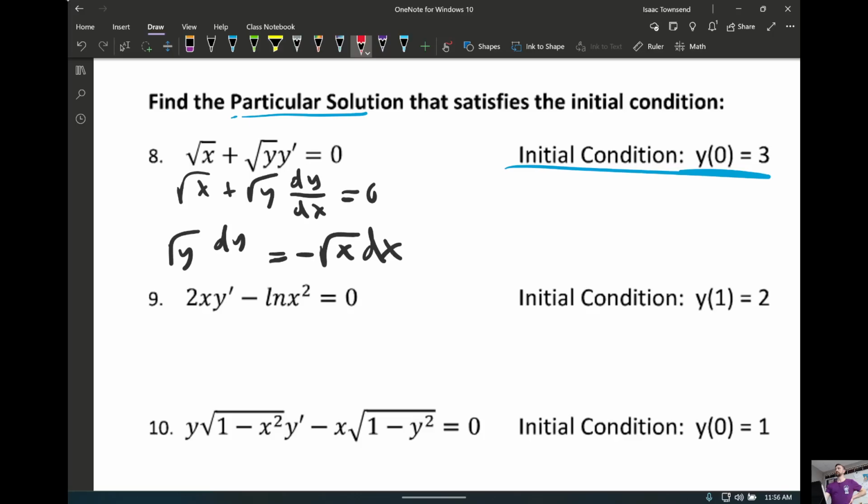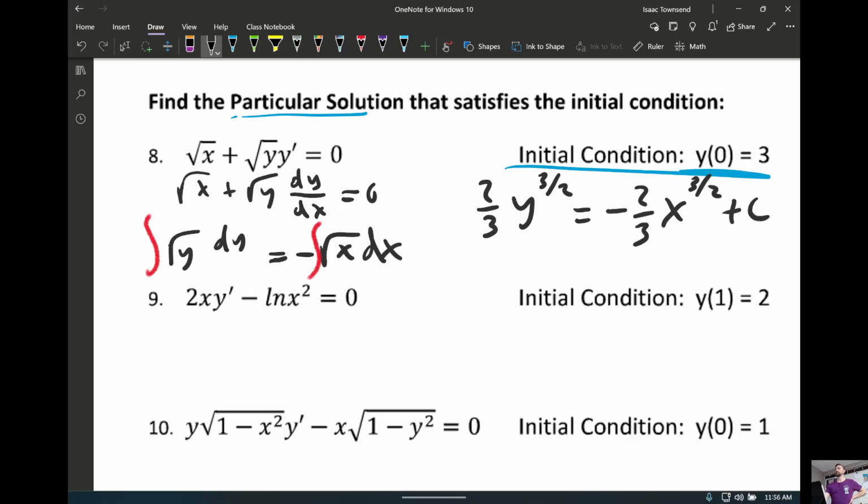One more time. Okay, we want to integrate both sides. So raise the power by 1, divide by the new power, raise the power by 1, divide by the new power. Don't forget your plus c.